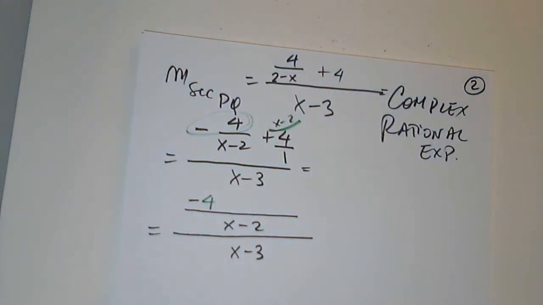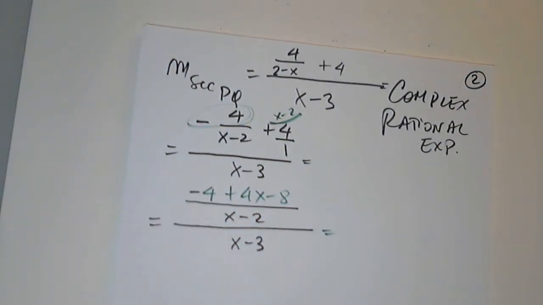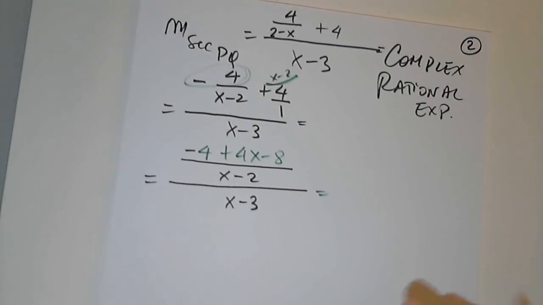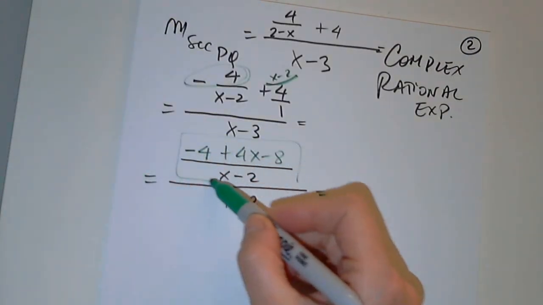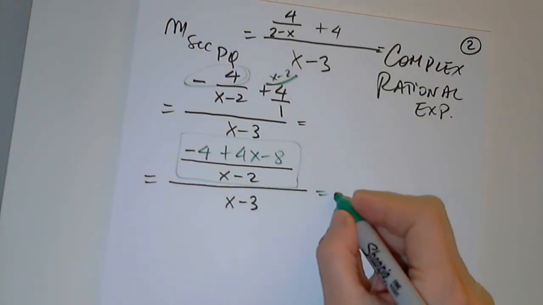Excellent. So now please dictate the top of this fraction. So it's negative 4 plus what? 4x minus 8. Excellent. Great job. Indeed, plus 4x minus 8. Good. I combine like terms at the top. Can anyone dictate the simplified form of this fraction? Of course, it's over x minus 2.